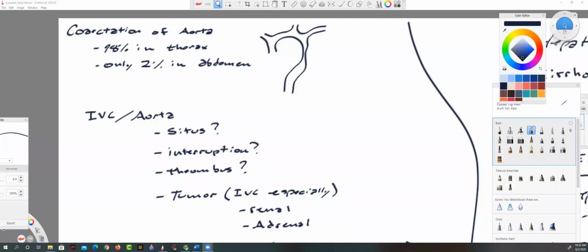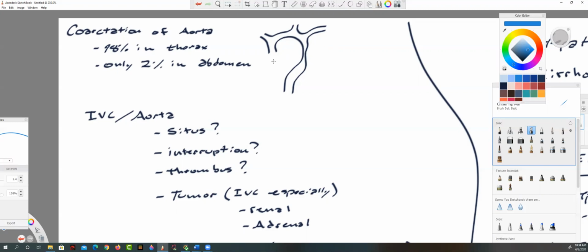Let me share my screen. The first is coarctation of the aorta. Now, 98% of coarctations are in the thorax. So once this baby starts breathing, it's out of our range. We can't see it because it's behind the lungs. Only 2% of coarctations of the aorta are in the abdomen. In fact, I've never even heard of anyone finding it. But in any case, a coarctation is a narrowing of the aorta.